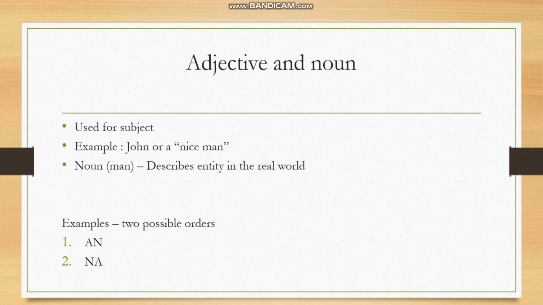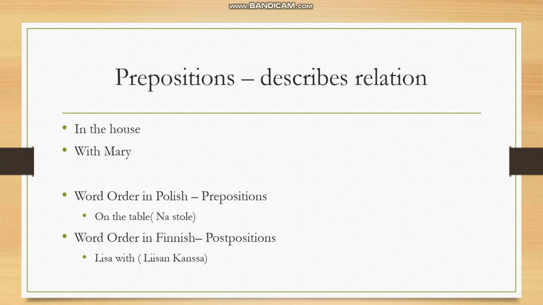Adjective and noun. Let's talk briefly about adjective and noun. A noun, such as John or nice man, describes an entity in the real world. There are two possible orders: adjective-noun and noun-adjective. An adjective defines the quality of the noun. Prepositions describe relations, as in the house with Mary. Word order in Polish. Prepositions: on the table. Word order in Finnish. Postpositions reserved.